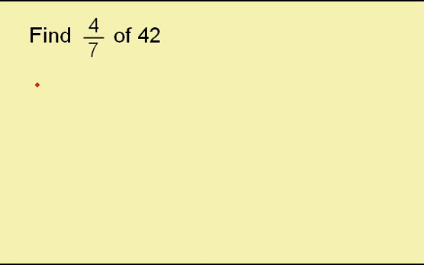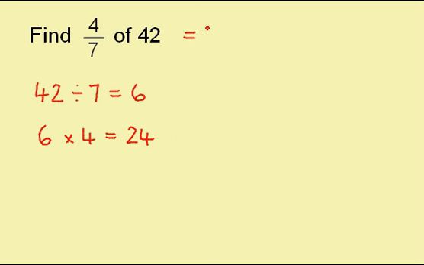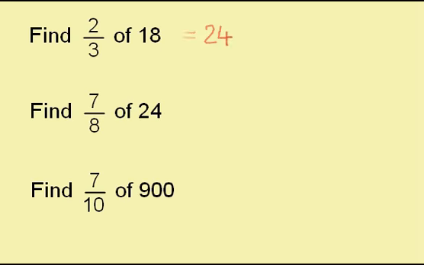We begin by dividing 42 by 7, which gives us 6. We then multiply this 6 by the 4, which gives us 24. 4/7 of 42 is 24. Here are three more for you to try. Press pause and have a go at them. When you're ready for the answers, press play. Here are the answers.